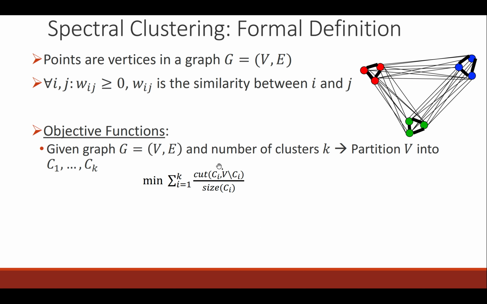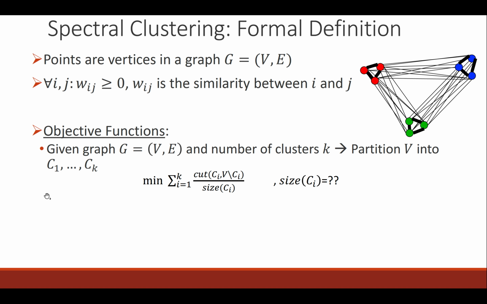So what is the formal definition of spectral clustering? We're given a graph G, and we're also given a number of clusters K, and we want to partition V into a collection of clusters where we minimize the following objective function. We want to minimize the sum of the cut between the partition Ci and the rest of the graph divided by the size of Ci, and we sum that across the partitions. So what is exactly the size of Ci?